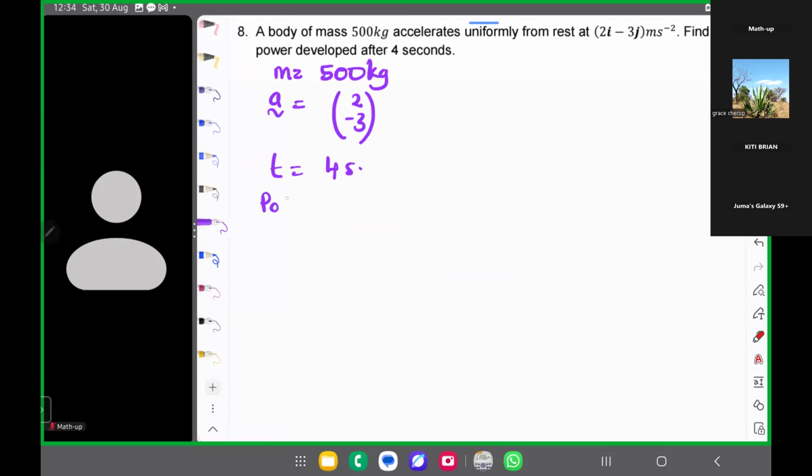So power can be got using various methods, but for this particular case, we can get power, let me abbreviate it as P, from the dot product of the force, the vector force, and our velocity. So our task is to get that force and then the velocity after 4 seconds. Our force will be got by, remember that formula, m times the acceleration. M is a constant and then the acceleration is variable.